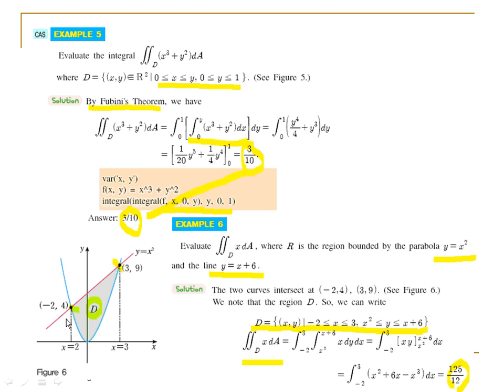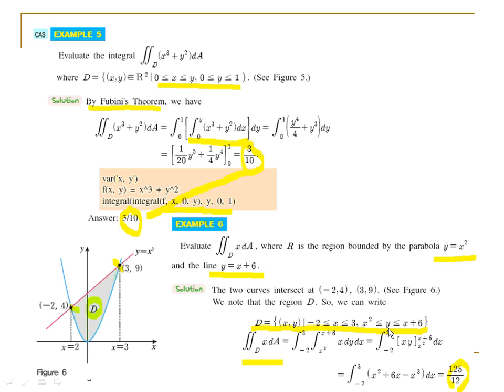So we integrate with respect to y first, then we integrate. The region can be represented in this way: x is from -2 to 3, and y is above x squared and below y equals x plus 6. So this can be written in this way.